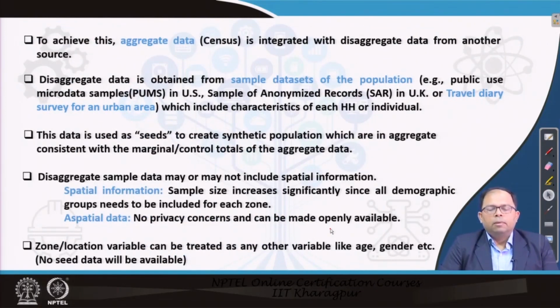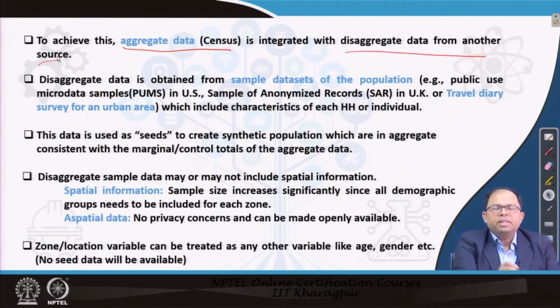So we can create this list by aggregating. We can achieve this by using aggregate data from census, which gives us the control totals for smaller zones, and we can integrate it with disaggregate data from another source. That means we need a sort of detailed data set, it could be for a different zone, or from one of those zones that we are talking about, or for a group of those zones.